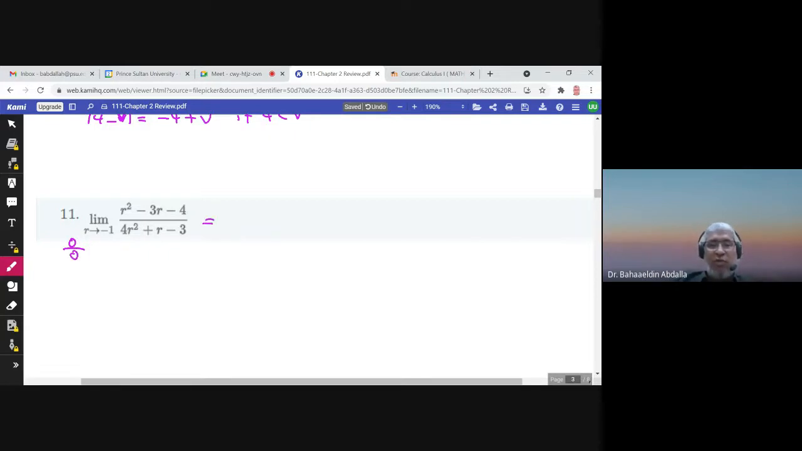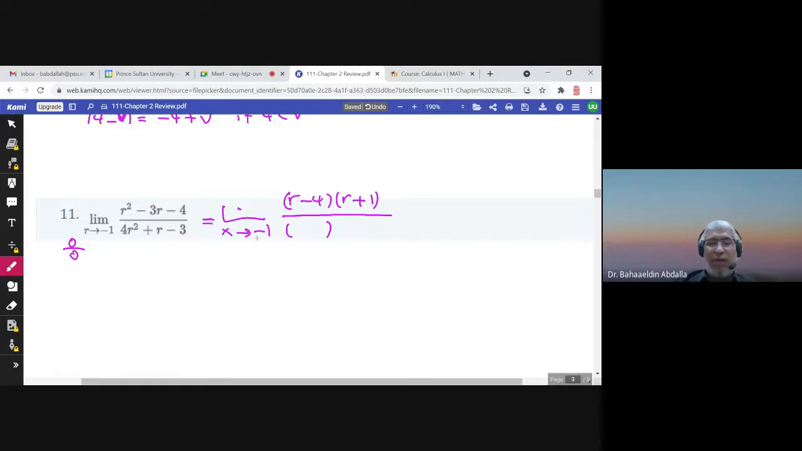So we try to factor or to multiply by the conjugate when there is a square root. There is no square root, so we need to factor. R times r. Search for two numbers whose product is negative 4 and whose sum is negative 3. Negative 4 and positive 1. Product negative 4, sum negative 3. 4r squared plus r minus 3.